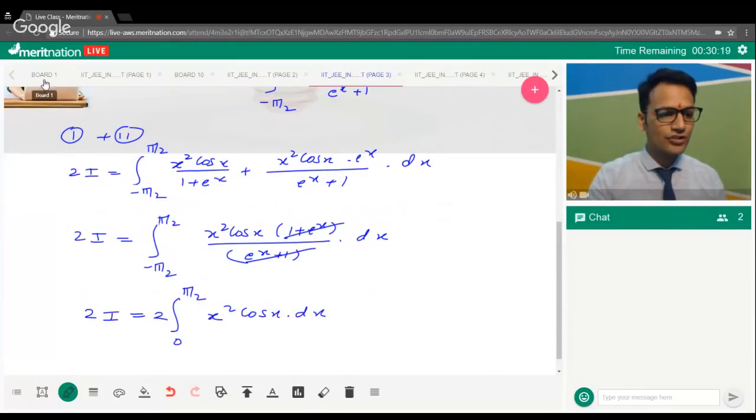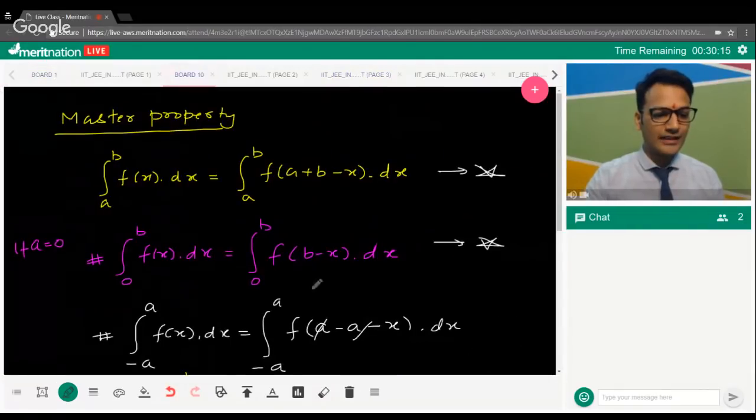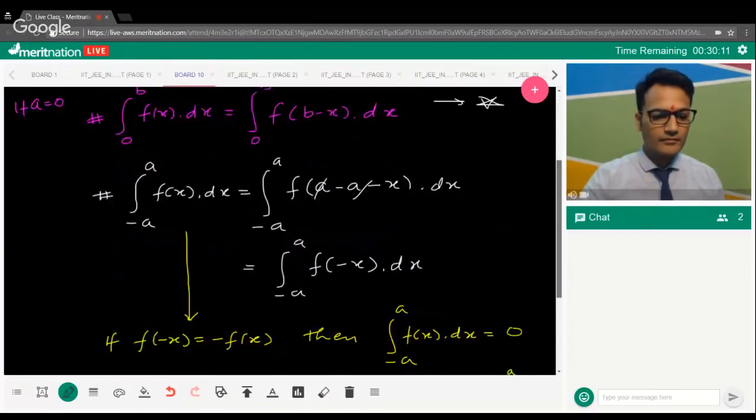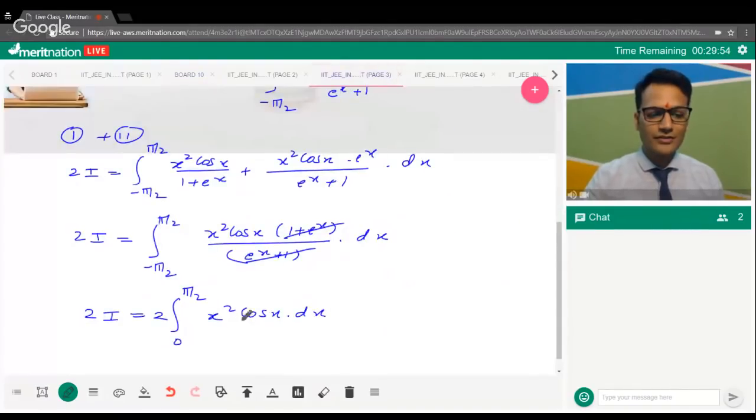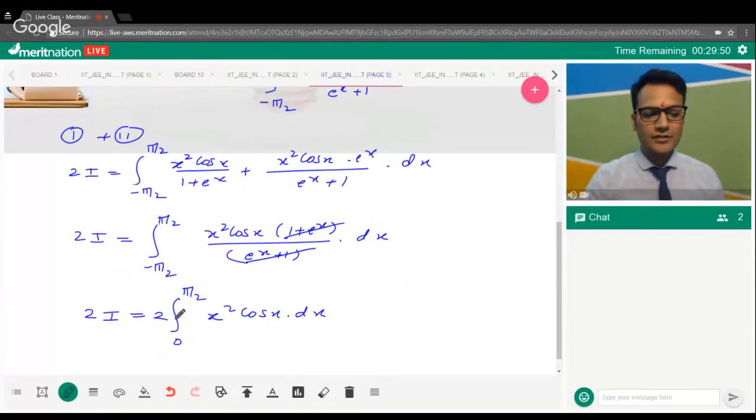I hope you remember. I'll just show it to you, the property which I told you: if it is even, then we can write it like this, twice the function from 0 to a. If it is an odd function, in that case, the answer is 0. So this is not coming out to be an odd function. This is coming out to be an even function. Therefore, we'll put a 2 from 0 to pi by 2.